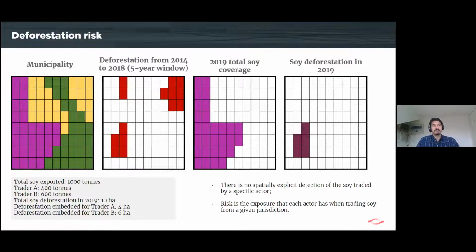And that's because, as I said many times, there's no spatially explicit information on soy traded from the farms. For example, let's assume trader A might have a really good monitoring system and might purchase only soy that is not linked to deforestation, but we don't know that. They don't provide information. So we allocate the risk according to the volume, and we put the onus on them to show that they are not purchasing soy from those recently deforested areas.